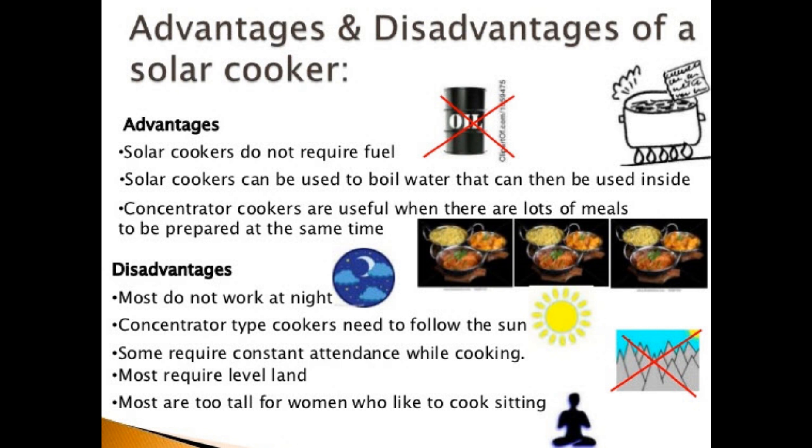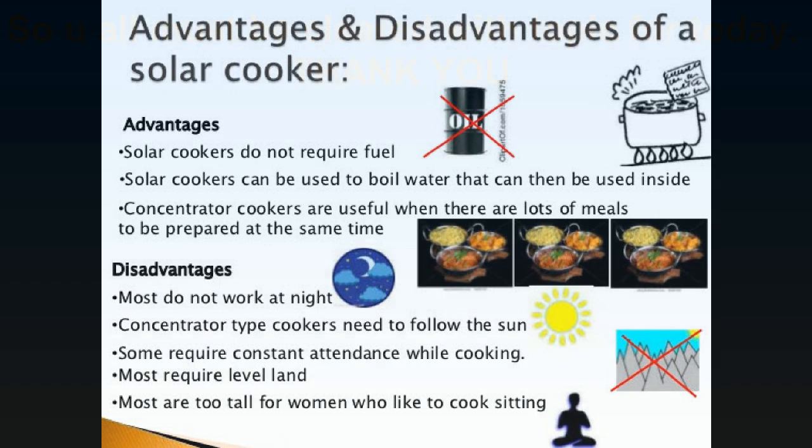That is, they do not work at night. So in the evening time, you cannot use it later in the evening. They require constant attendance while cooking, and the other thing is that they require level land, meaning mountainous or uneven terrains cannot be used, since on an uneven surface the concentration of solar energy cannot be traced. And some women like to sit while cooking, so in that case it is not used. So that is a disadvantage of it, children. So you all must be clear with the topic today, children.